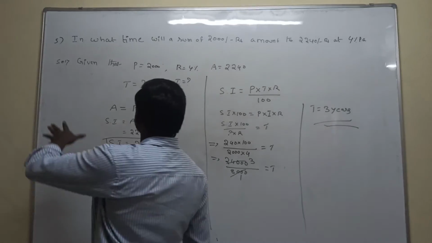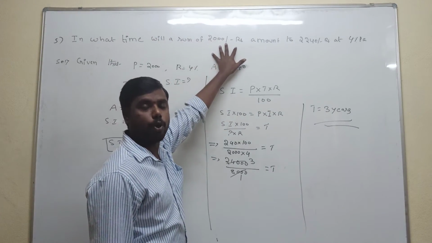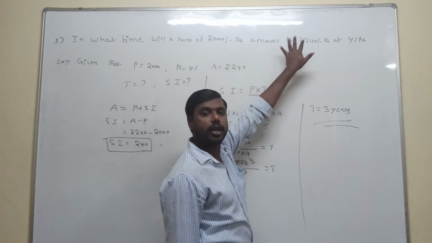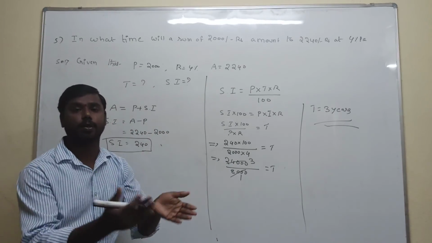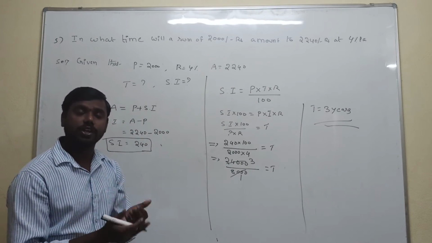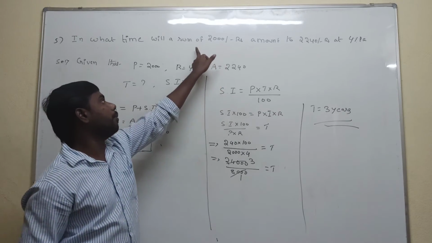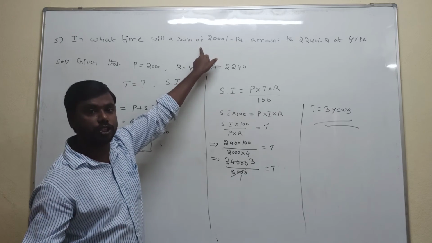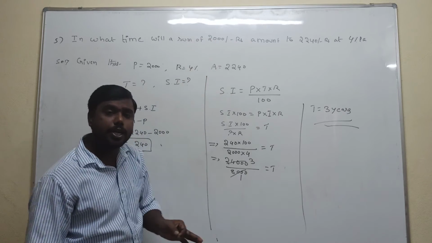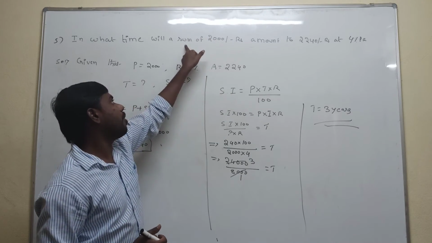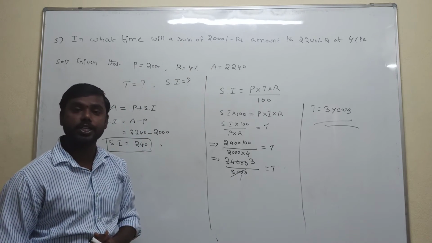Once again listen, they are asking in what time we are getting the principal amount and total amount at the rate of interest of 4%. The time is not given, that's why we need to calculate time, and also we need to calculate simple interest. Sum of money means sum of money deposited, borrowed, or lent. It is denoted by principal amount, capital P, which is equal to 2000 rupees.